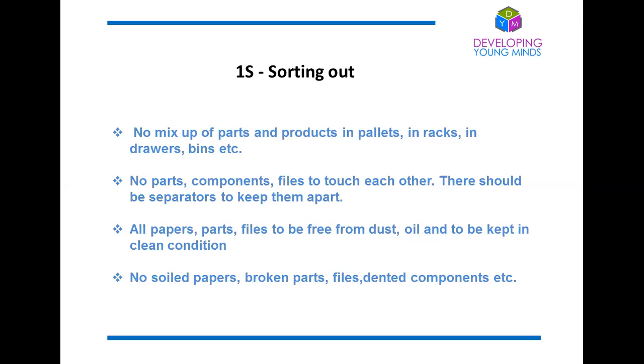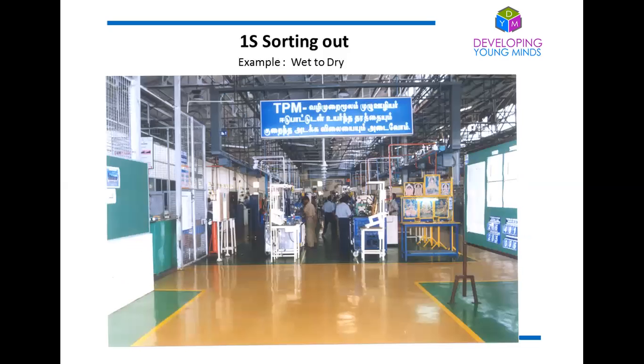When you come to the office side, especially the filing racks, they have to be properly kept, properly numbered and properly arranged, and there should be a gap so that retrievability is easy. That is the way sorting out happens on the office side. And these are some of the things when you talk about sorting out, right?